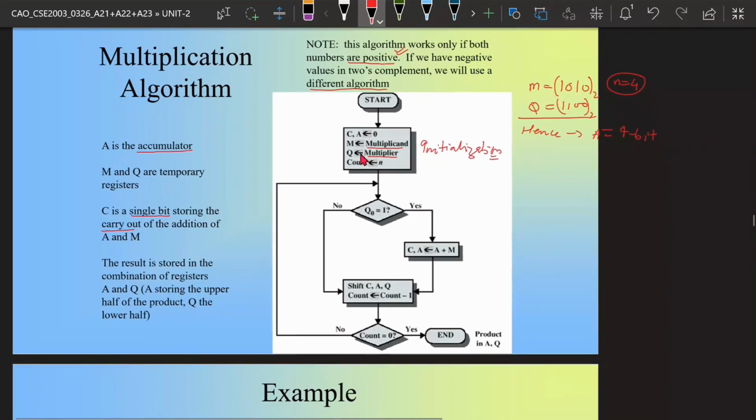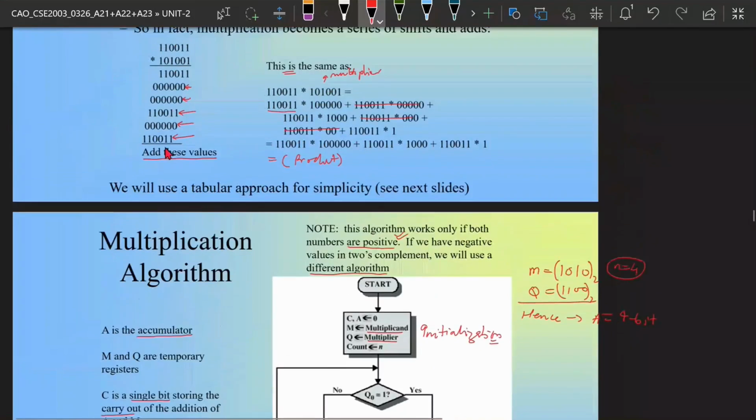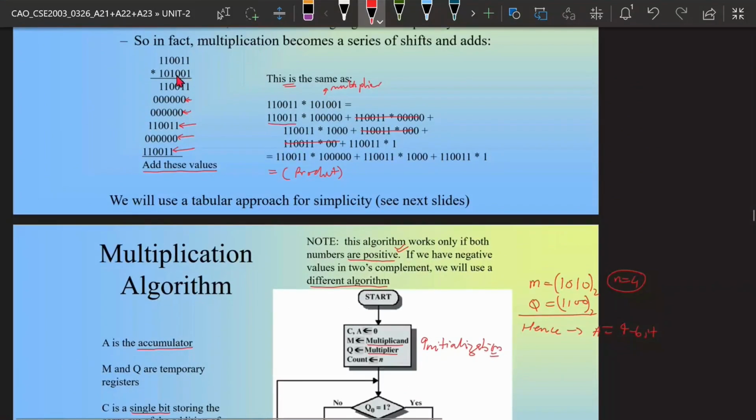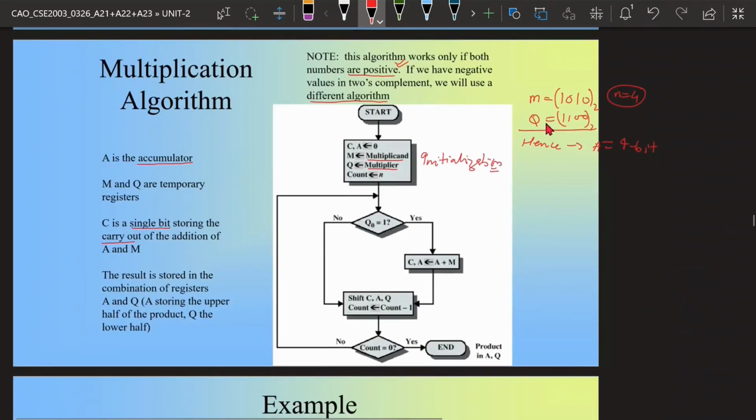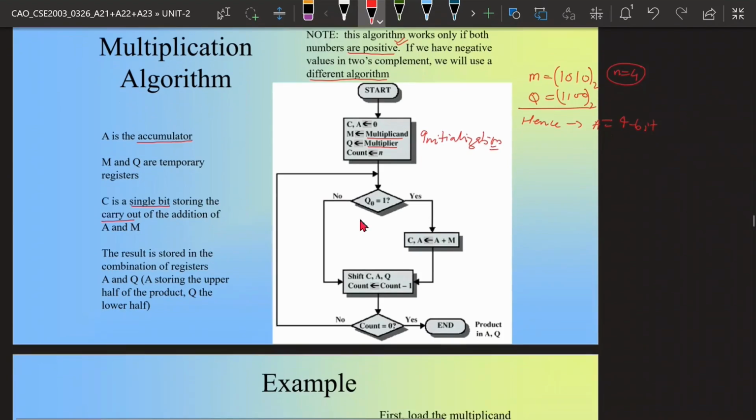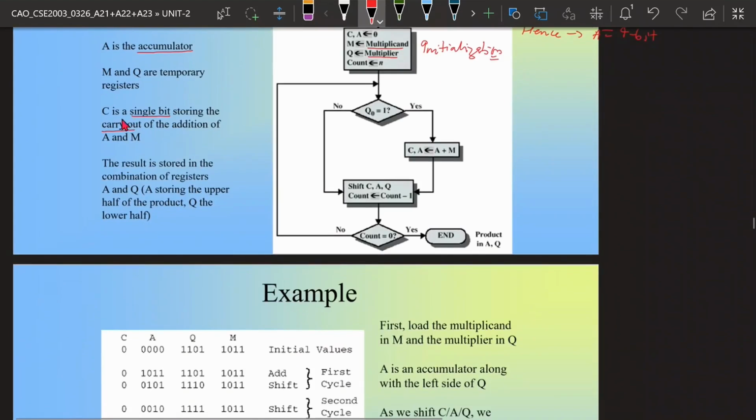Once we have initialized, in this case the multiplier is 6 bits, so we need to multiply 6 times and then add. Whatever the number of bits available to the multiplier and multiplicand should be the same, and that bit value will be the n value. That means at that time the loop should be repeating itself.